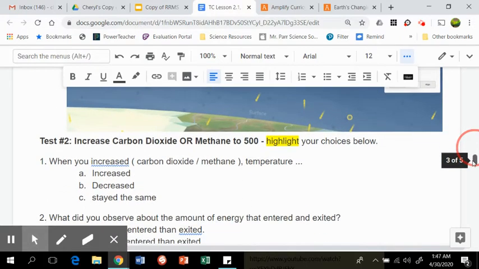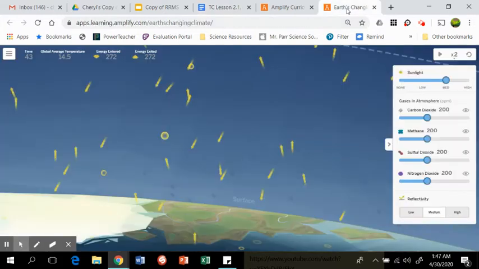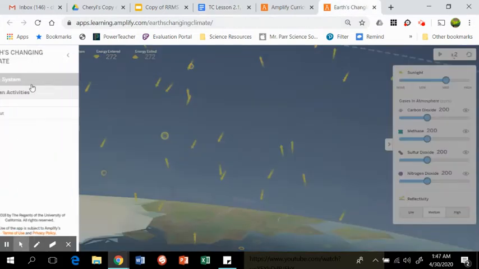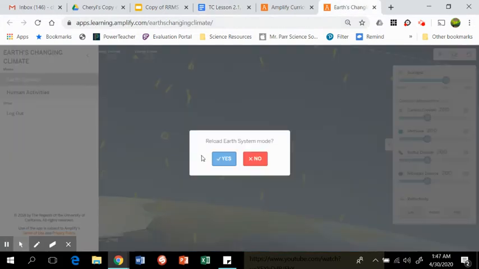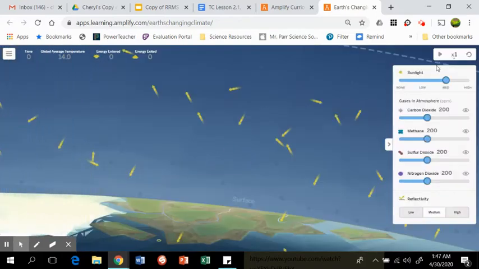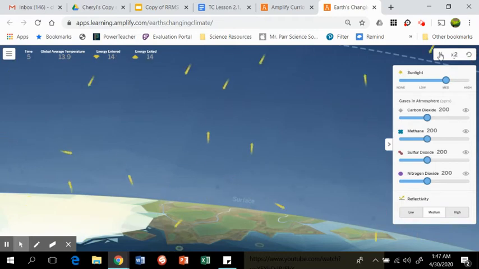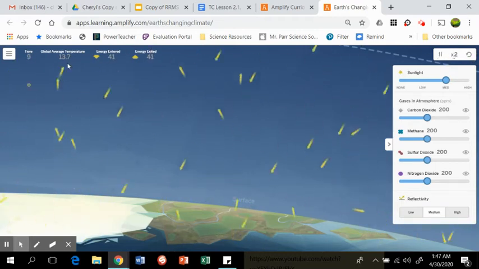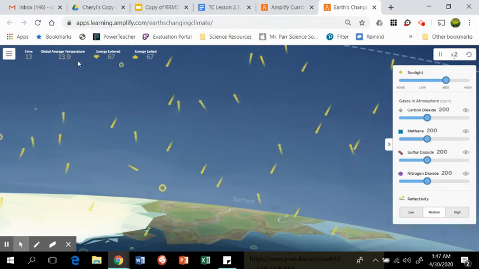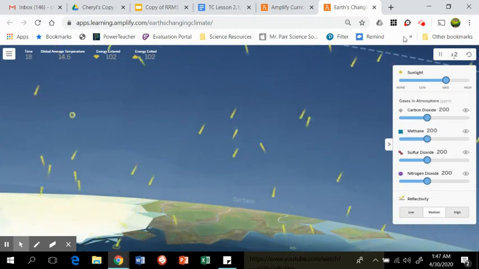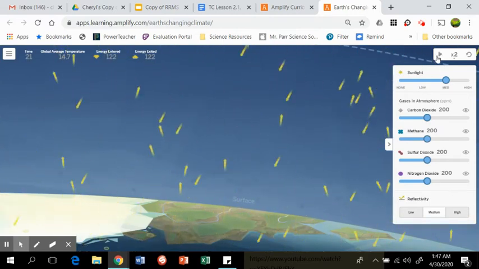Okay, so now we're going to test increasing carbon dioxide or methane to 500. So I'm going to go back into my sim. You guys do not need to. Okay, I'm going to press play and let it run for 20 seconds. So we have a before. Okay, temperature 13.7, 13.8. Pause. Now I'm going to increase carbon dioxide first.